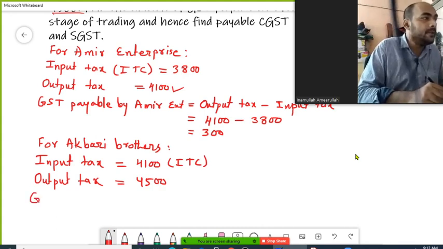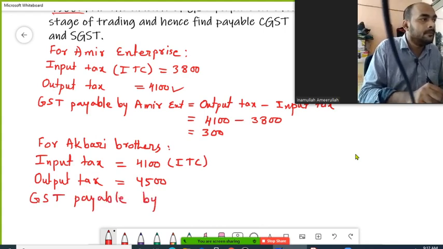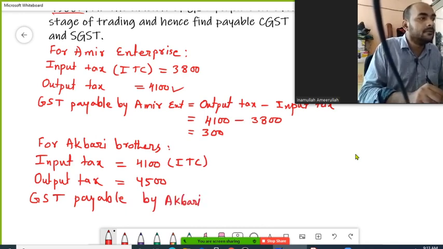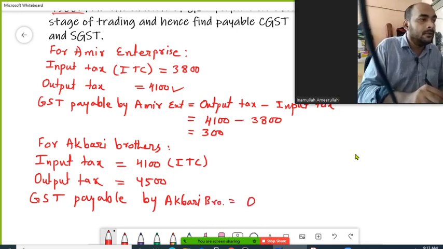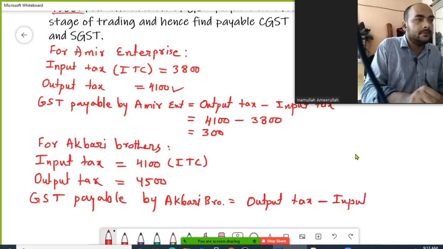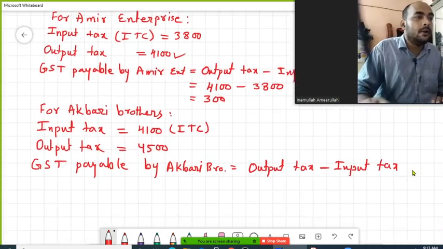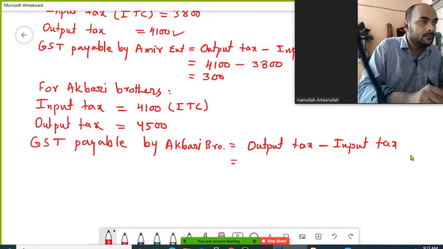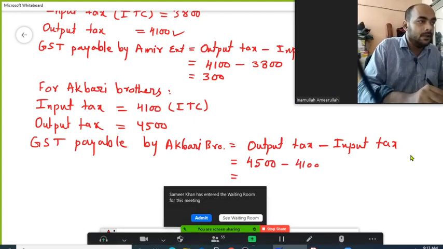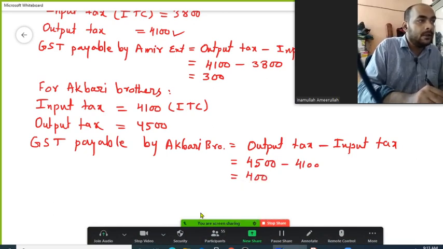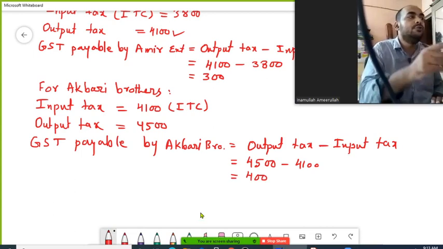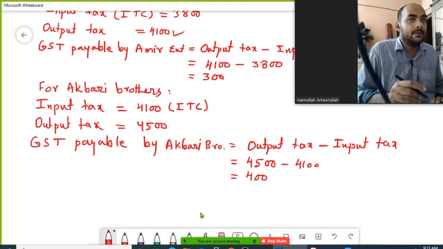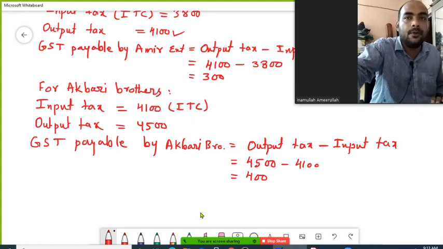So GST payable by Akbari Brothers is output tax minus input tax. Now output tax is 4,500 minus 4,100 input tax. So the difference is 400, and this 400 is supposed to be paid by Akbari Brothers to the government. So this is the amount of GST payable at every stage.